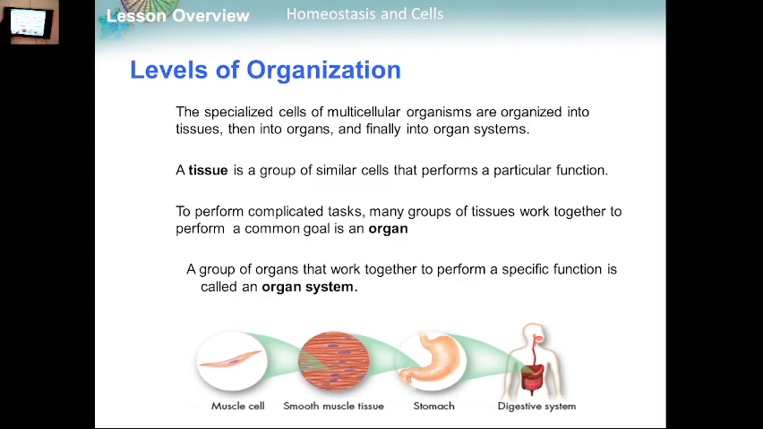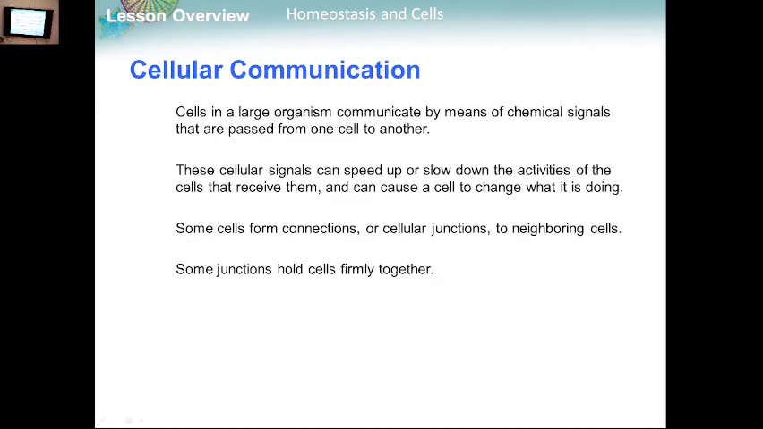So let's start with these types of cells. We have muscle cells, smooth muscles. These cells will form a smooth muscle tissue after they pack together. Then this type of tissue with another type of tissue will form the stomach. And the stomach with the esophagus, the intestine, the mouth, the teeth, and other organs will form the digestive system, and the digestive system functions in breaking down food and taking energy from it.